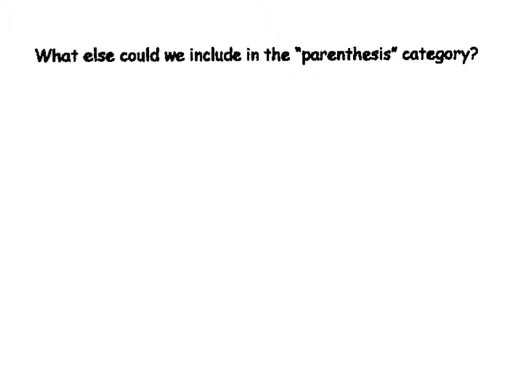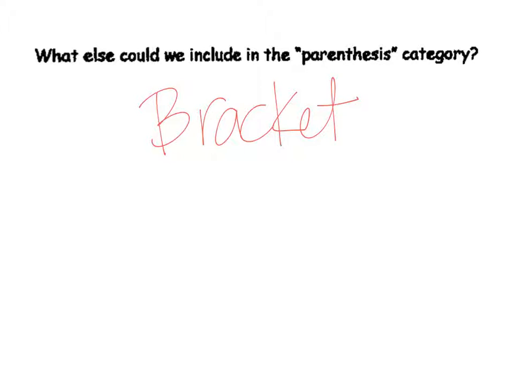This is the journal section. What else could we include in the parentheses category? You know how one of our problems that I just did on the board, it had a parentheses, but it also had something else. I wrote it right here. Bracket. A bracket is something we use if we have to do a double parentheses. We put a parentheses and then we put the bracket around. And the bracket is squared off like that.